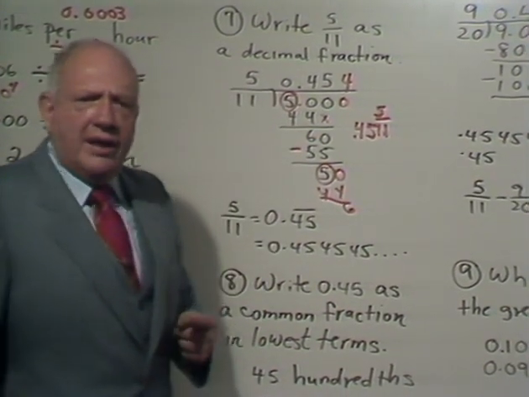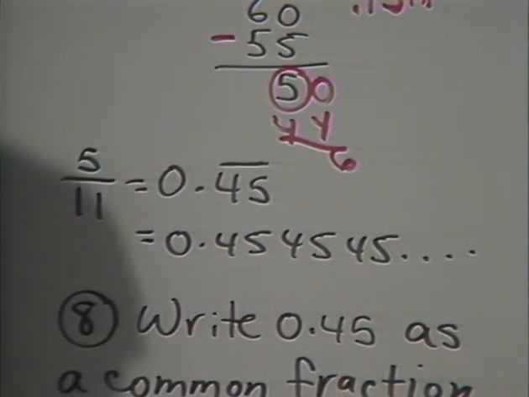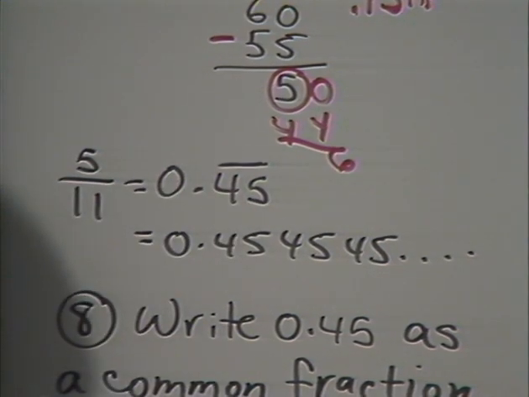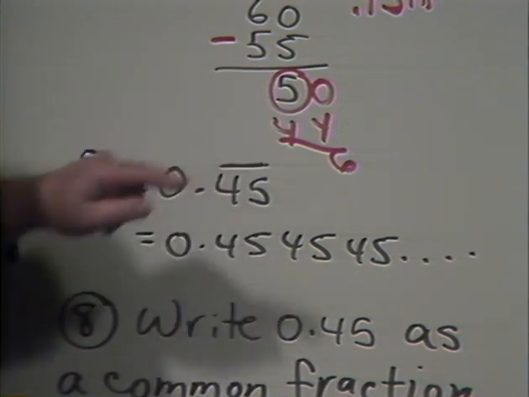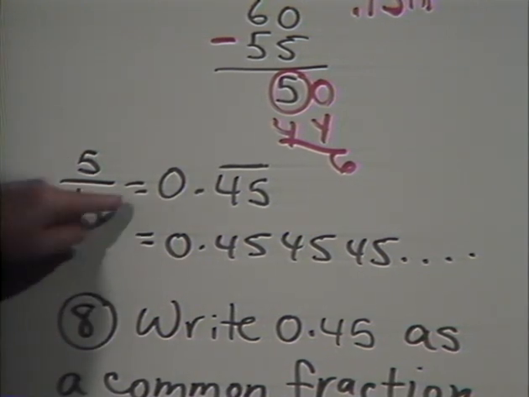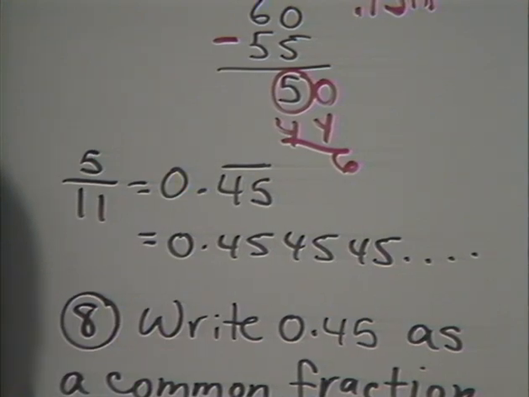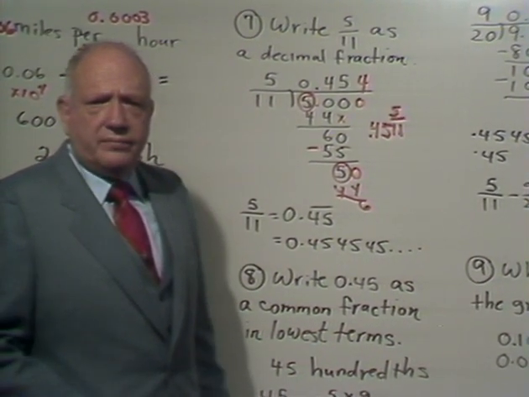So how are we going to write it? If this thing never comes to an end, it's going to take us forever to write it. But what happens here is the cycle 4, 5 keeps repeating over and over again. So what we do is we put a bar over the 45 to indicate that the 45 will repeat forever. In other words, 5/11ths as a decimal is 0.45 with a bar over it, and that means 0.45, 45, 45, 45, endlessly.